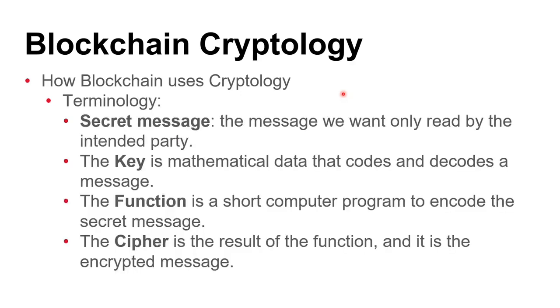And a little bit about the terminology. We have our secret, the message that we want only to be read by the intended party. The key is the mathematical data that codes and decodes the message. A function is a short computer program to encode the secret message, and the cipher is the result of that function. That encrypted message is the cipher.